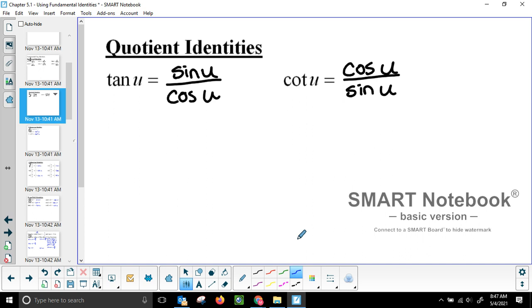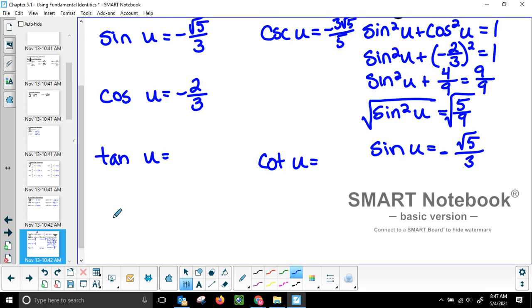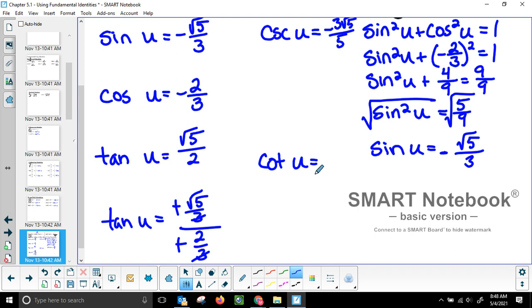So tangent of u is equal to sine of u over cosine of u. So I can simply say tangent of u is equal to sine of u, which is negative root 5 over 3, over cosine of u, which is negative 2/3. Of course, my negatives will cancel out, and these 3's will cancel out. So this is simply the square root of 5 over 2.